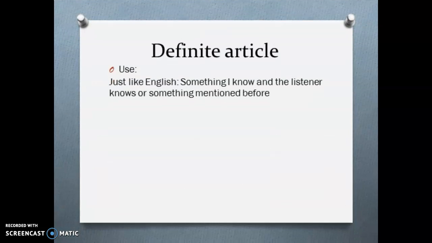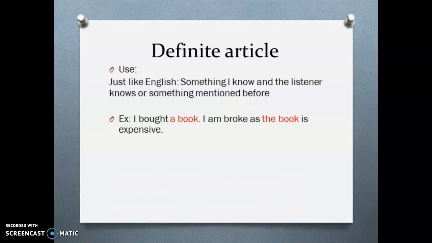Just to remind you, the definite article in Arabic has the same usage as in English. Something I know and the listener knows, or something we mentioned before, like: I bought a book. When I mention it again, and everybody knows which book I'm talking about, I add "the": I'm broke as the book is expensive. The same usage in Arabic.